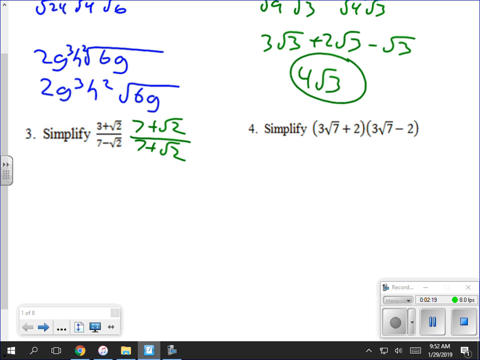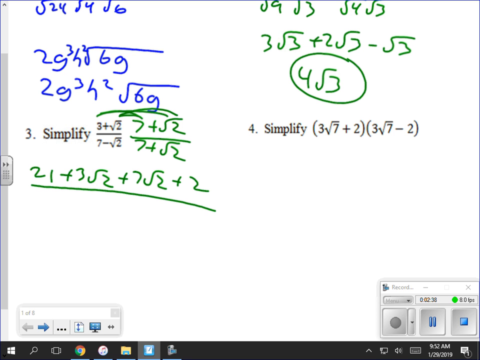The numerator I FOIL out. 3 times 7, 21. 3 times root 2, 3 root 2. Root 2 times 7, 7 root 2. Root 2 times root 2 is 2. A square root times itself is the number underneath the square root. My denominator, the shortcut for multiplying by the conjugate: square the first term, 49, minus the square of the second term.